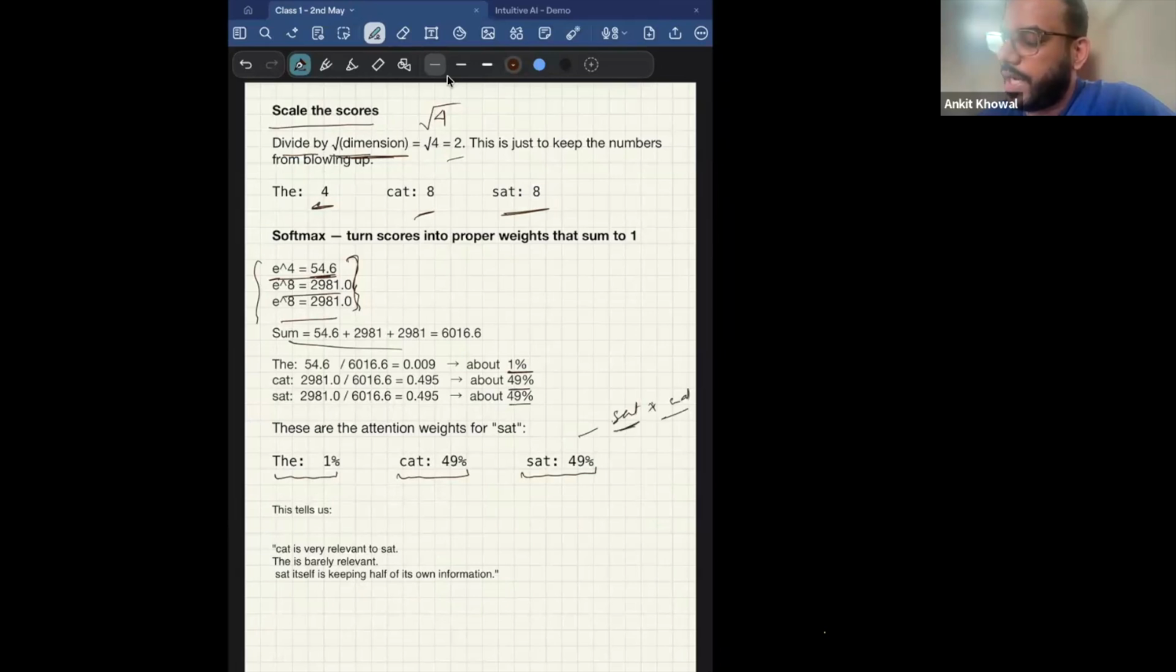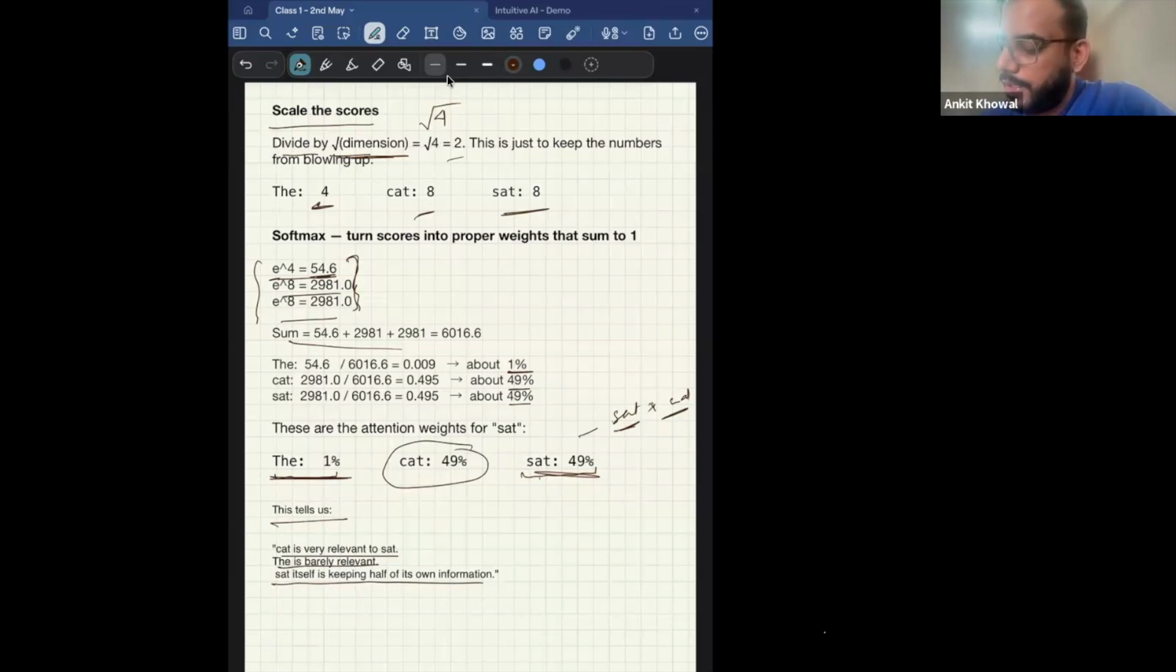Since I did the attention of SAT via SAT, SAT into SAT, this does not answer my question a lot, because this is me with myself. Cat is the major thing which can affect my score. So this tells us cat is very relevant to SAT. "The" is barely relevant, because it's only 1%, and SAT itself is keeping half of its information because we are multiplying SAT by itself. So I think we should remove it. Cat is the thing which is doing the action over here.